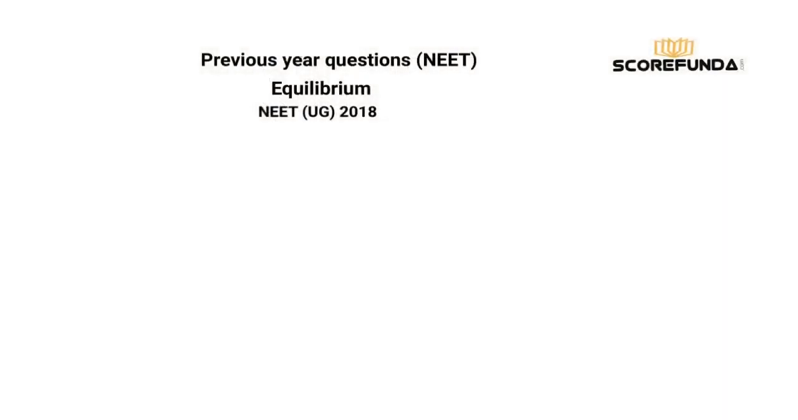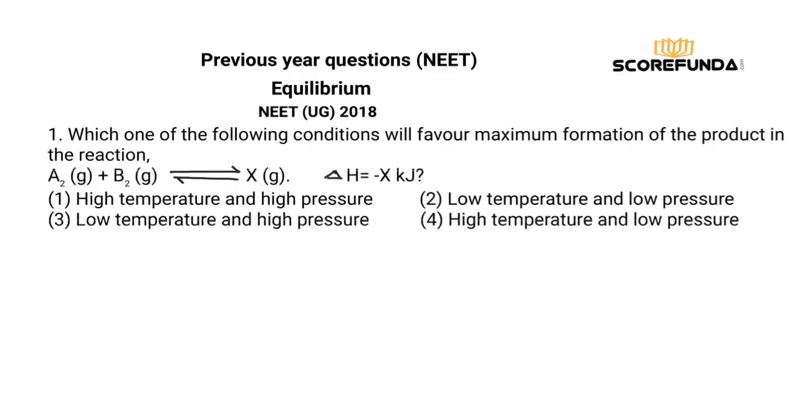Now let us take questions from NEET 2018. इसमें 3 questions आए थे. First one is, which of the following conditions will favor maximum formation of the product in the reaction? A2 gas plus B2 gas gives X gas, delta H equals to X kilojoules. Number 1 was high temperature and high pressure. Number 2, low temperature and low pressure. Number 3, low temperature and high pressure. And number 4, high temperature and low pressure.